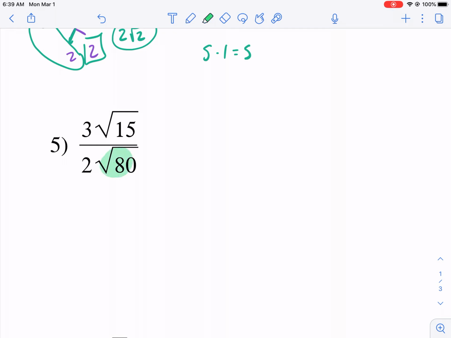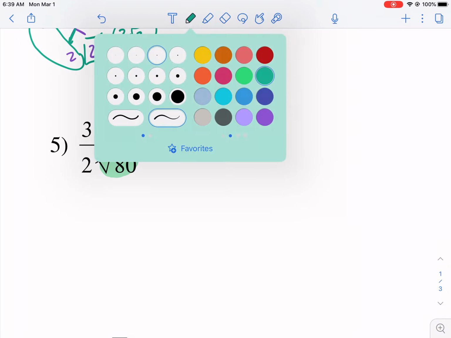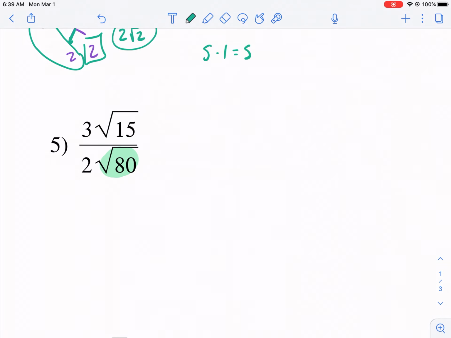So we have radical 80 here that we're going to have to factor. It's a big radical and it's not a perfect square. If it was 81, then it'd be 9, but it's not. Now you're going to see that 15, you can't break down any further. It doesn't have any pairs. Those are both prime numbers. There's no perfect square within 15. Square root of 15 is as simplified as it gets.